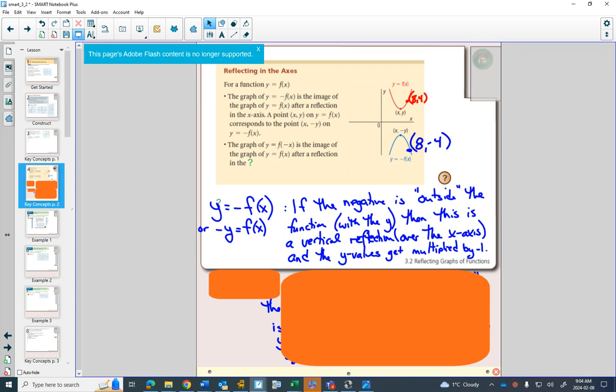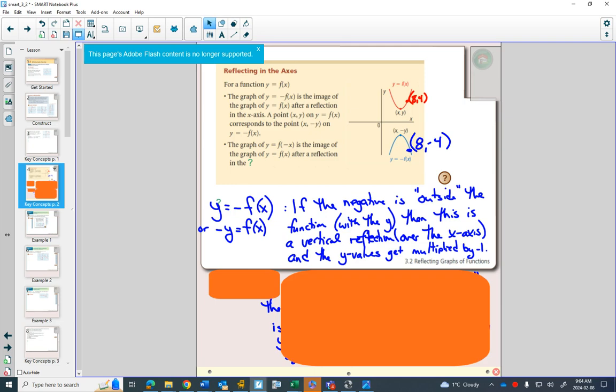Now with parabolas that you worked with last year, you never had to worry about negatives inside the function, because a parabola, if you reflect it horizontally, is the same parabola that you started with. If you had a basic x squared and you flipped it over the y-axis, you'd still have the basic x squared. So in grade 11, they didn't have to worry about horizontal.